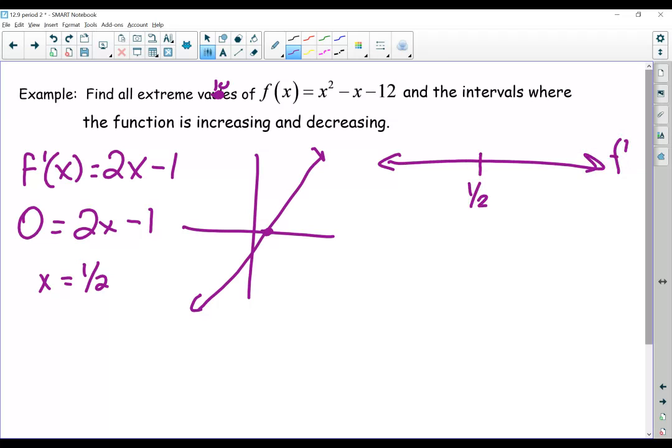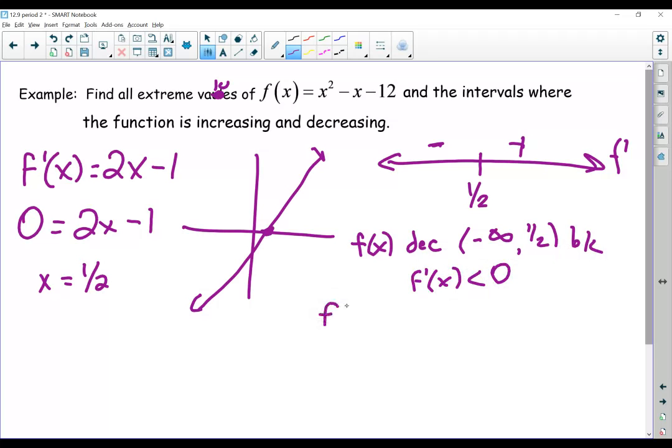Okay, so if I have f prime here, and I plug in a number less than 1/2, like 0, I get a negative value out of the derivative. If I plug into the derivative something greater than 1/2, like 10, I get a positive. So I know f of x is decreasing from negative infinity to 1/2 because f prime of x is on the negative side, or is less than 0. F of x increases from 1/2 to infinity because f prime of x is greater than 0.